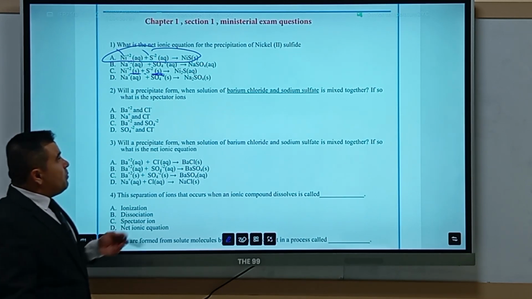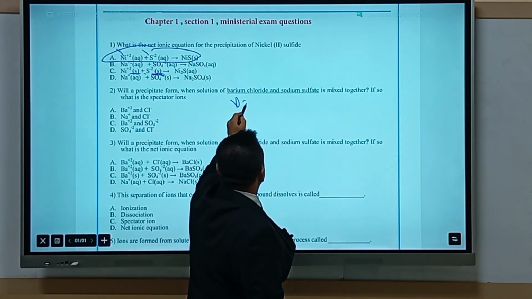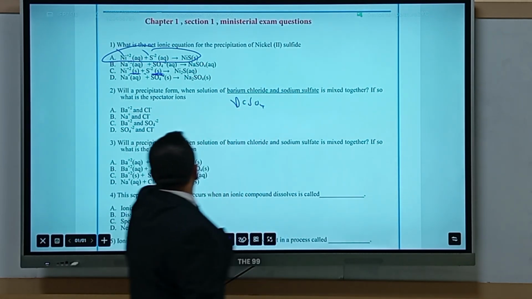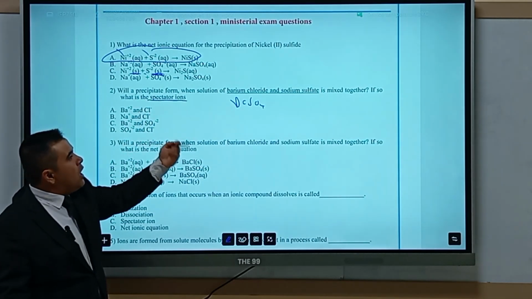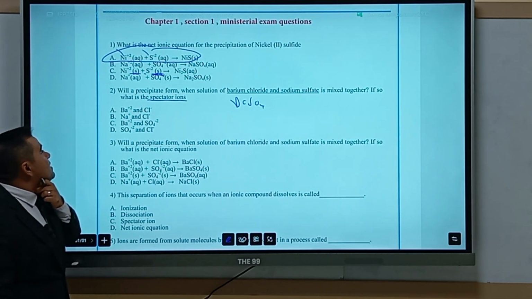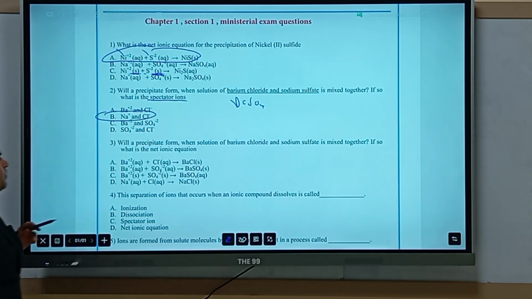What precipitate forms when barium chloride and sodium sulfate are mixed? Barium sulfate is a precipitate, yes, of course. BaSO4. And what's the spectator ion? The spectator ion will be NaCl. Na and Cl is the correct answer.